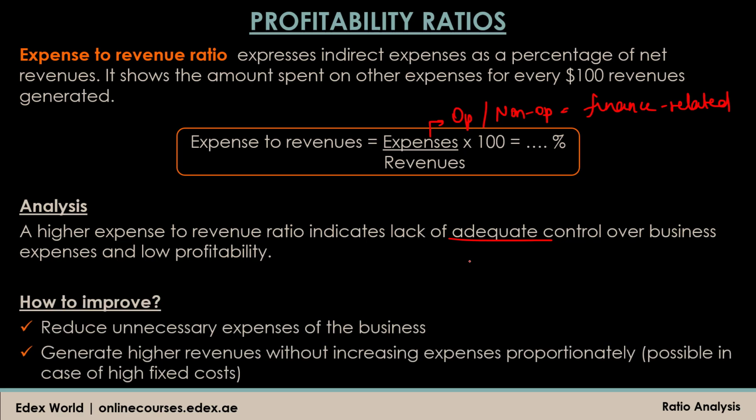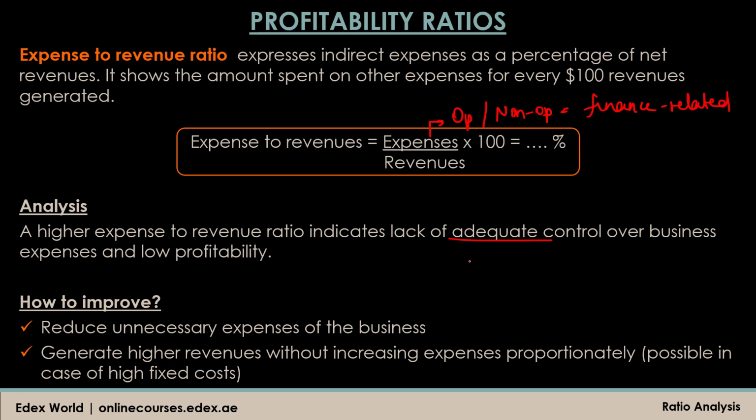Then how can we improve this particular ratio? Maybe the business can have better control over its expenses. The unnecessary expenses can be cut off, can be reduced, and the business can also try to increase its overall revenues. Because when it increases its overall revenues, the denominator in this ratio will increase, and overall the ratio will decrease. That will mean the business is performing better. But yes, the revenue should increase without a proportionate increase in the expenses.